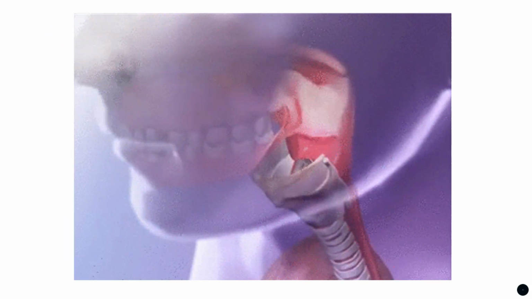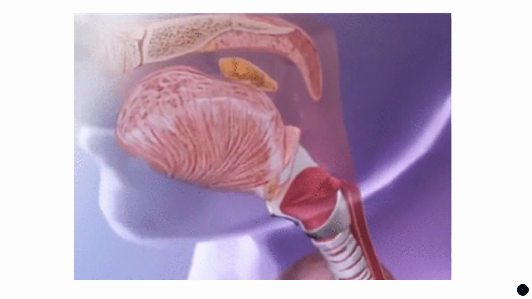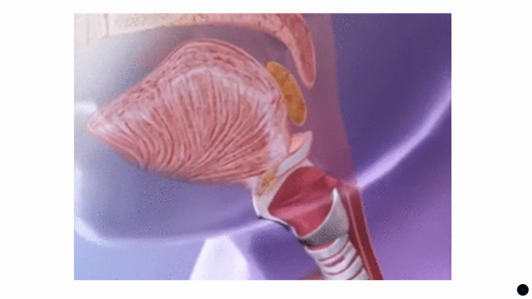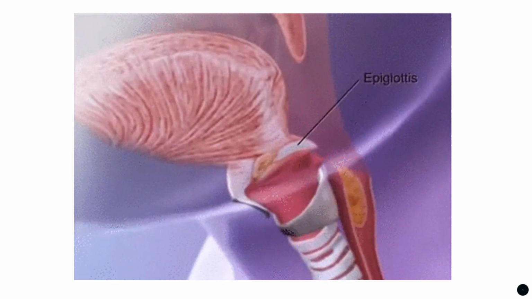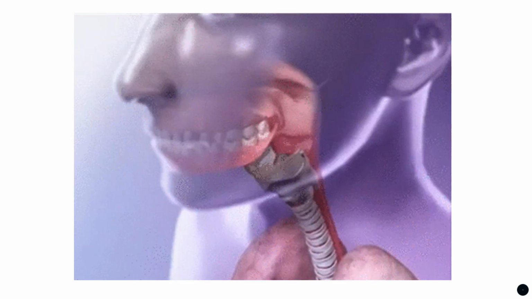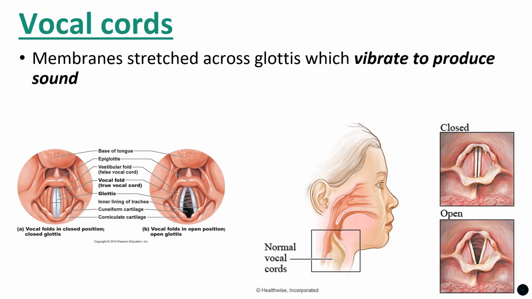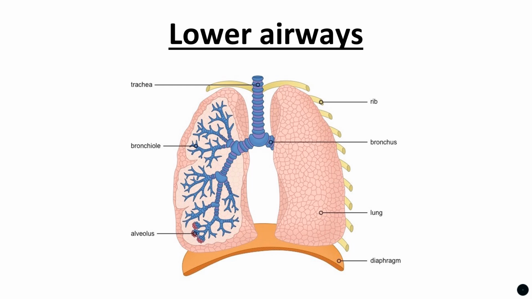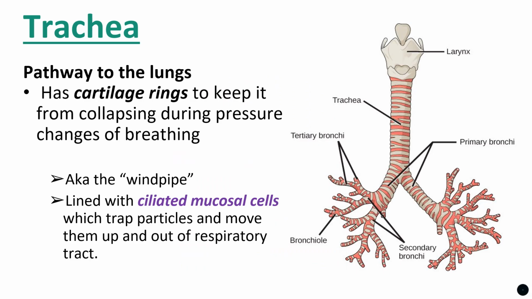And here is a little video that shows how this all can happen. So you'll see the epiglottis kind of popping out and covering this up and just kind of plopping it down into the esophagus. Our vocal cords are going to be membranes that are kind of stretched across the glottis. These vibrate and produce sound, and this is how we are able to make all of the sounds that we make with our mouth. Now we're going to talk a little bit about the lower airways.